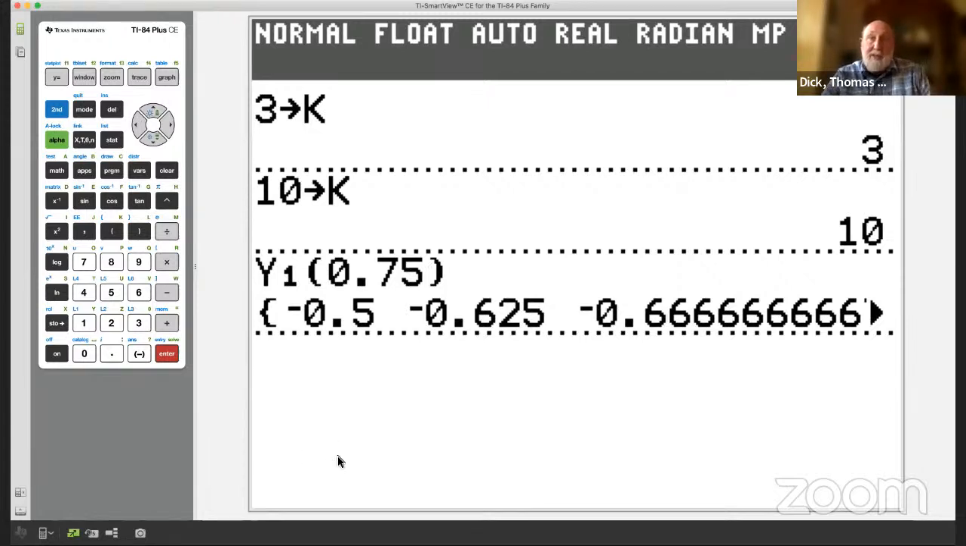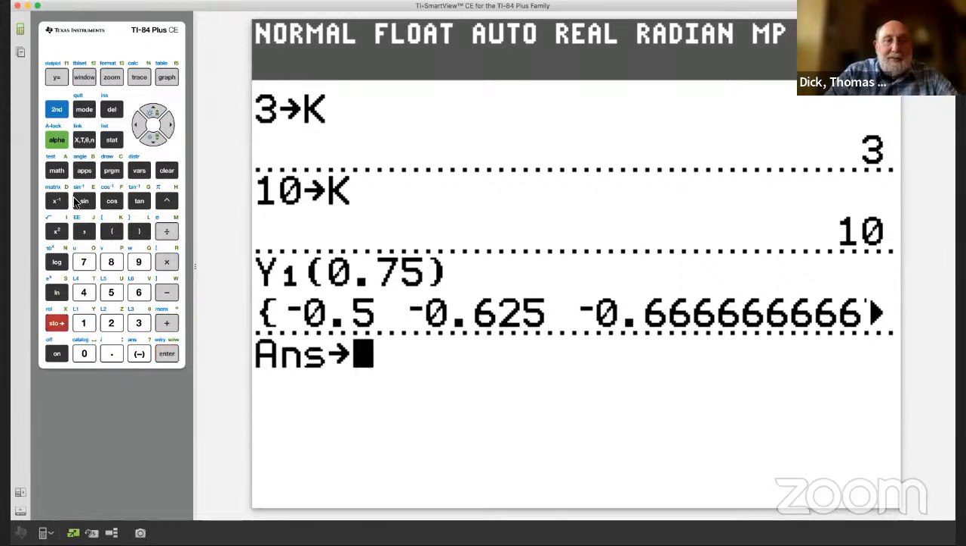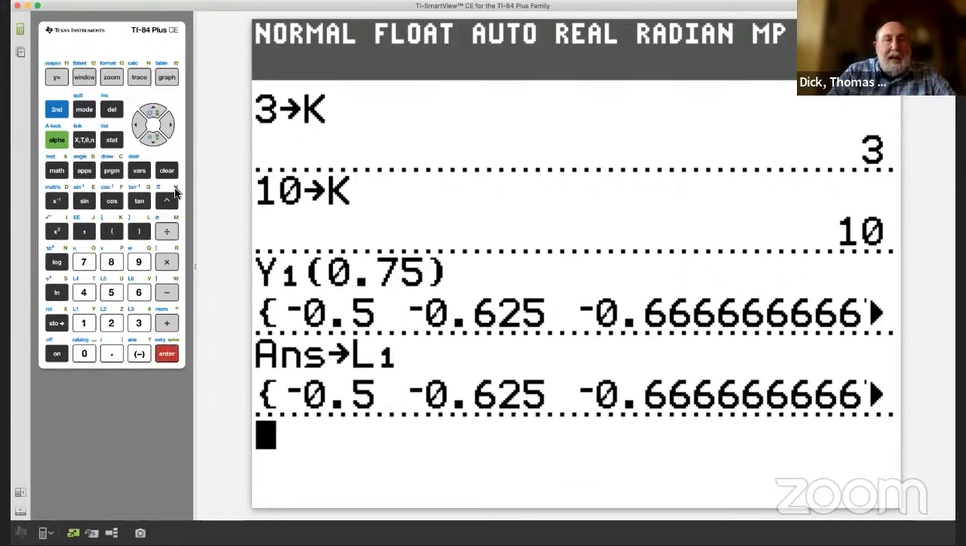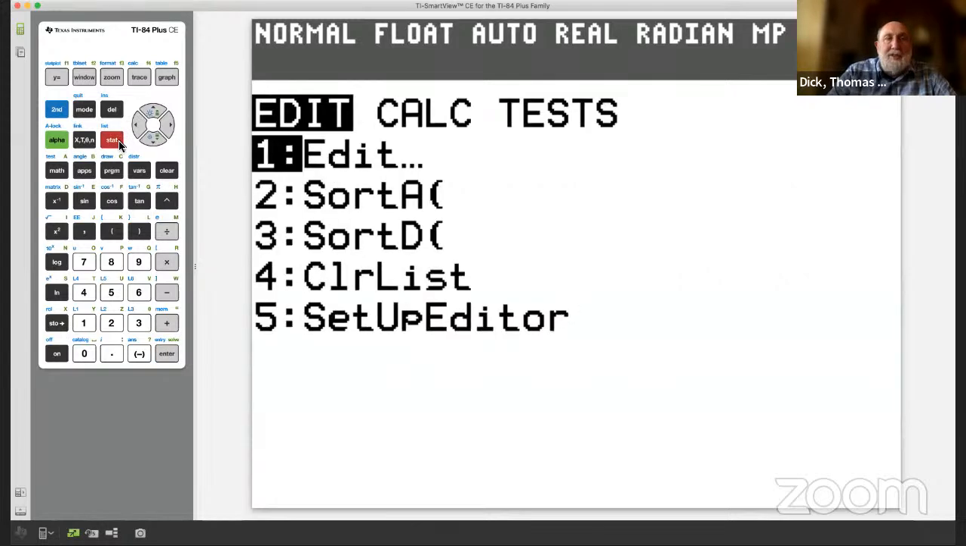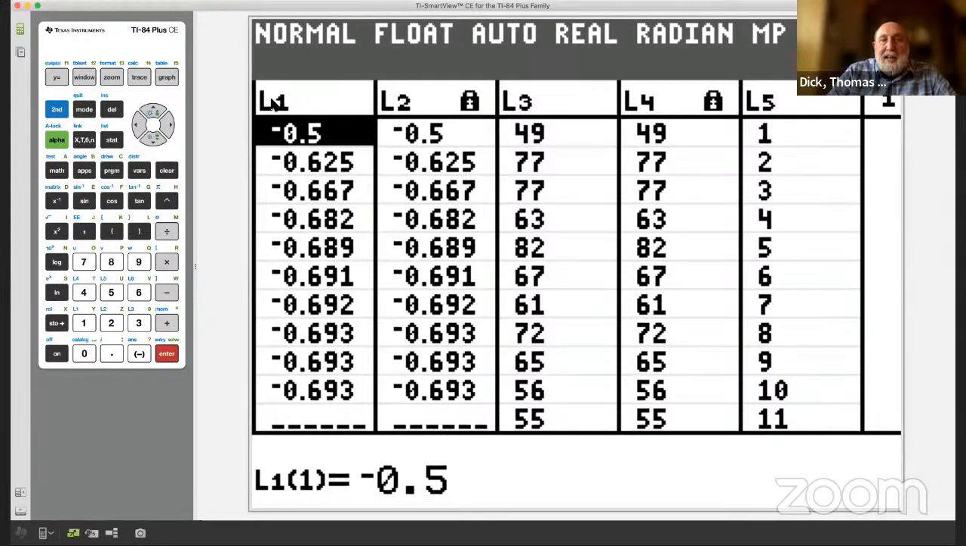Y1 is a sequence of these approximations. These are the approximations to your actual function. Now, this is showing it in a list in this form, but let's go ahead and store that into L1, the list, and then we can look at it in a nicer way. L1 is a built-in list. If I go to the stat menu and do edit, here's L1.